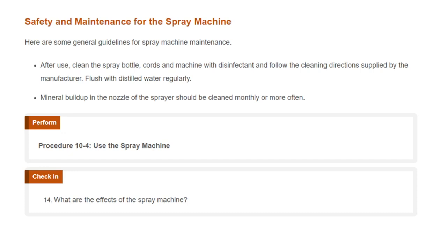Safety and maintenance for the spray machine. Here are some general guidelines for spray machine maintenance. After use, clean the spray bottle, cords and machine with disinfectant and follow the cleaning directions supplied by the manufacturer. Flush with distilled water regularly. Mineral buildup in the nozzle of the sprayer should be cleaned monthly or more often. Perform Procedure 10-4: Use the spray machine. Check in. What are the effects of the spray machine?